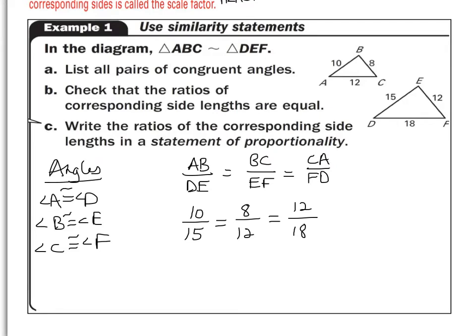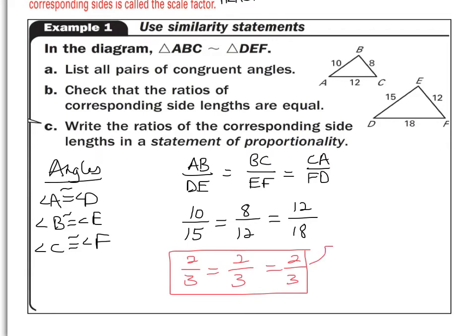Well, 10/15, 5 goes into both of those, and this reduces to 2/3. 8 and 12, 4 goes into those, and that reduces to 2/3. And 12/18, both of those are divisible by 6, which also reduces to 2/3. So these are all the same. Okay? These are all the same. So yes, these are similar, and my scale factor is 2/3, or 2 to 3, as they would say.